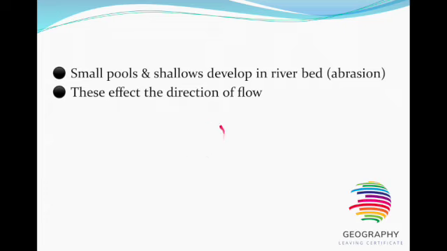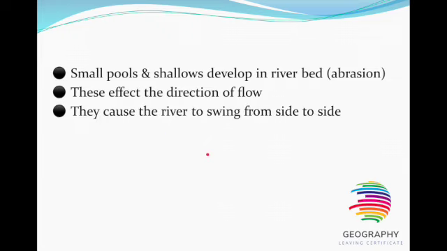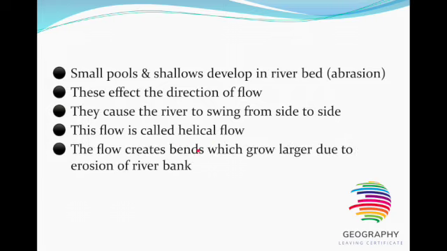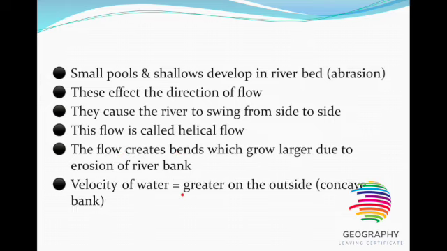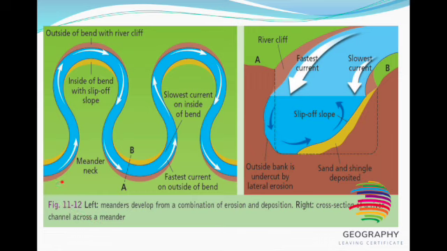We call this a helical flow. Okay, think of helicopter, helical flow. So it causes the river to swing from side to side like this. And as it does this, it continues to notch out parts of the river bank. And this flow is called a helical flow. So the flow creates bends which grow larger due to erosion of the river bank, and the velocity of water is greater on the outside or concave bank.